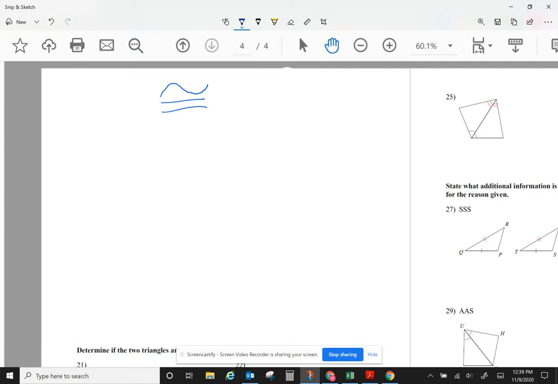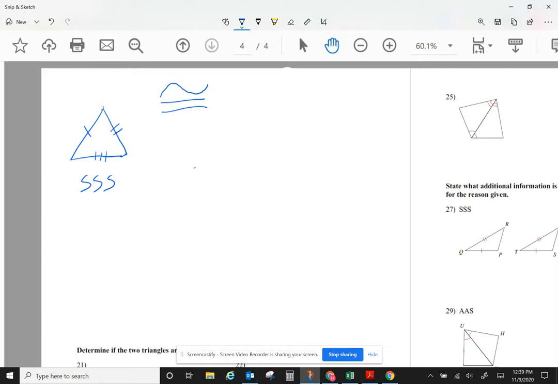For triangles to be congruent, a few rules work. One of them is called side, side, side. What I mean with that is that each triangle must have all three sides marked. So if three sides of one triangle are equal to the three sides of another triangle, those two triangles are congruent. So for side, side, side, I need all three sides marked on each triangle.